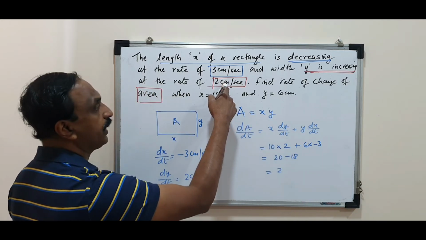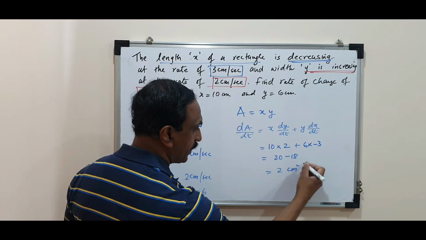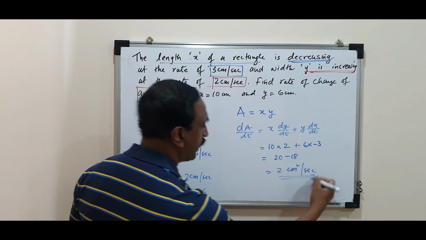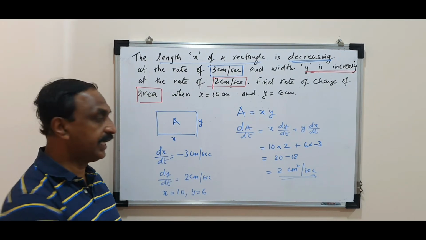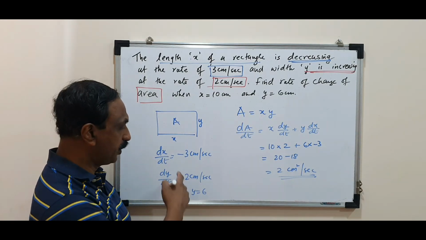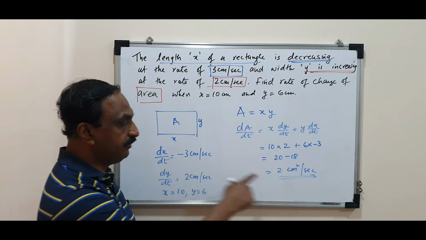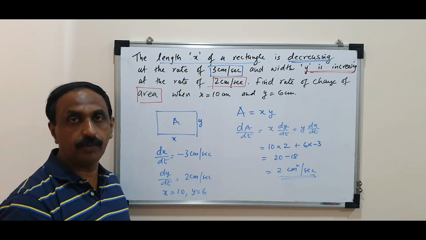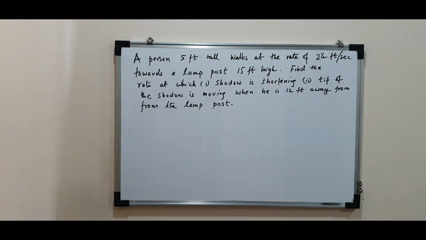What was the unit? Centimeter. So centimeter square per second. So my conclusion is area is increasing at 2 centimeters square per second. Here the word is increasing because you have taken decrease as negative, so positive will automatically become increasing.